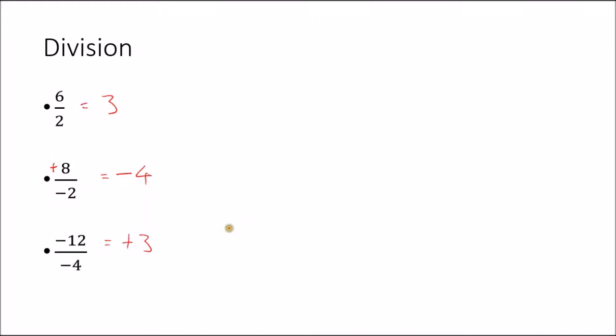One other way you can think about this one is we could write it in a slightly different way. So -12 over -4. Now, these are both -1 times a number. So -12 is -1 times 12.